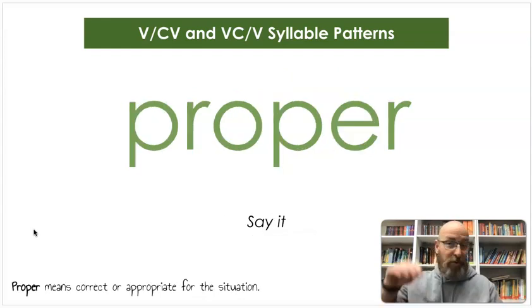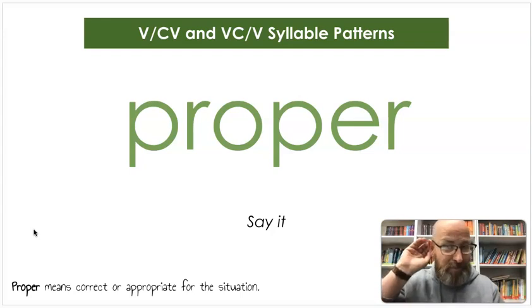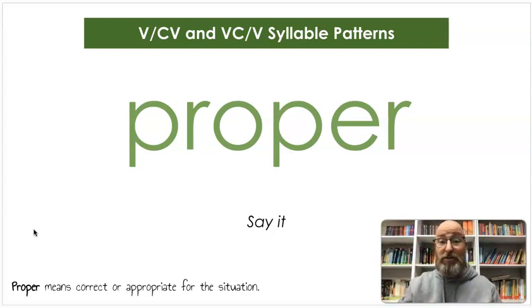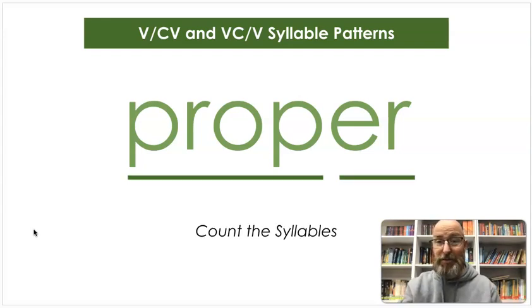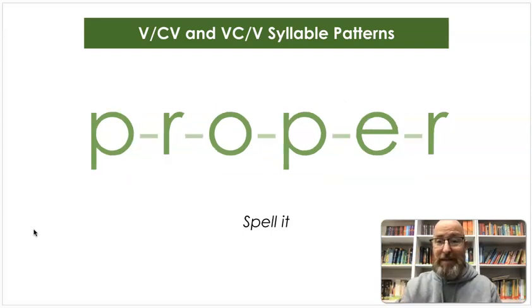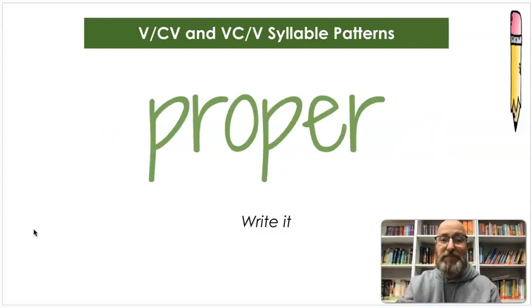Our next word is proper. Say proper. Proper means correct or appropriate for the situation. Let's count the syllables. Prop-er. Proper. Let's spell it. P-R-O-P-E-R. Proper. And let's write it. P-R-O-P-E-R.